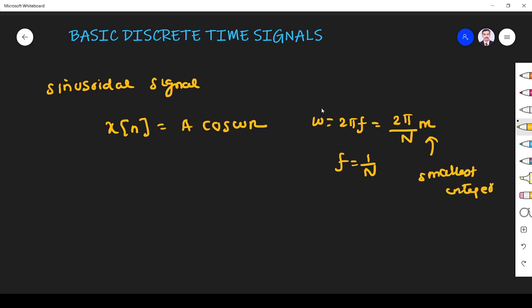So the unit of omega is radian per sample. In continuous it is radian per second. Here it is radian per sample.